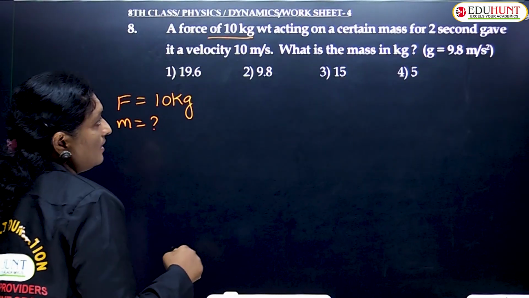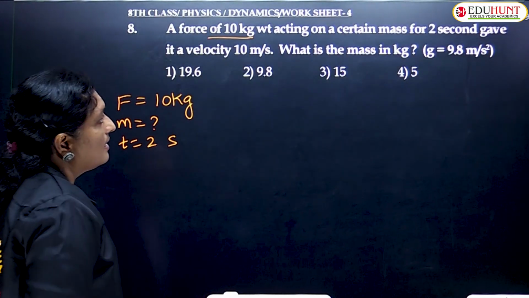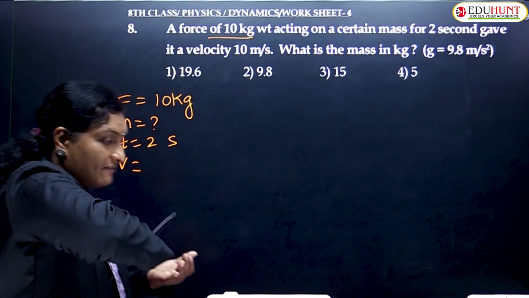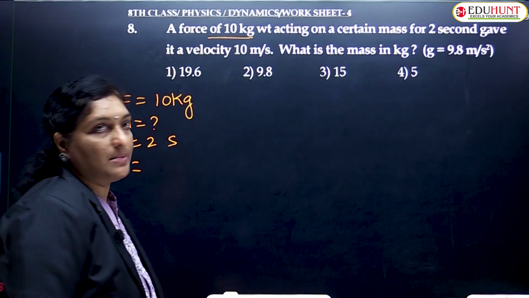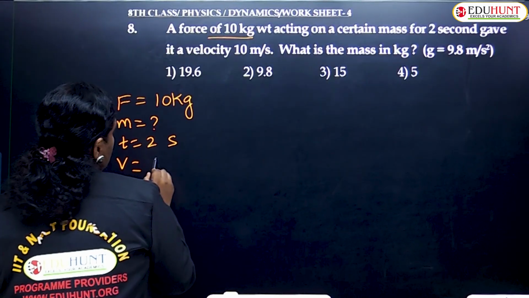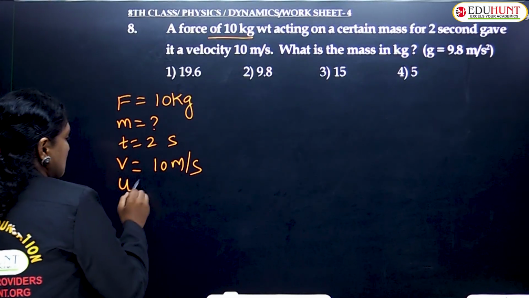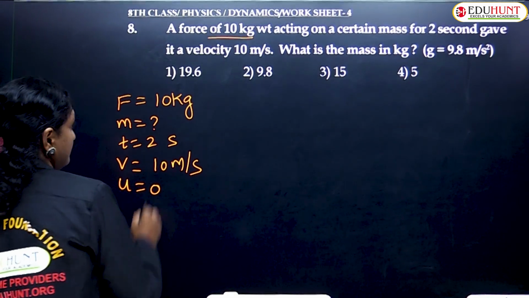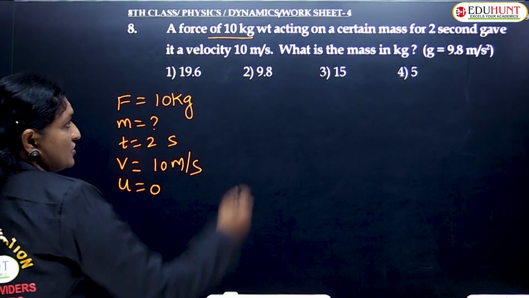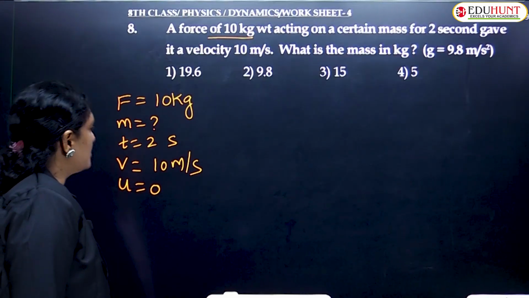Time given as how much? 2 seconds. It gave velocity 10 meter per second. That means after applying force, the velocity gained was 10 meter per second. But initially, no velocity, rest condition. So final velocity was given as 10 meter per second. Because of force, it gained velocity. That means initially no velocity, 0. What is the mass in kgs? You are asked to find out mass, and the value of g was also given as 9.8. Do we really need the value of g, children? Let us see.